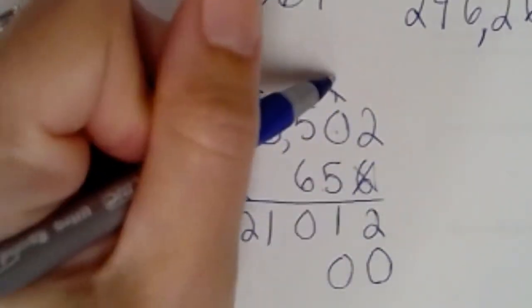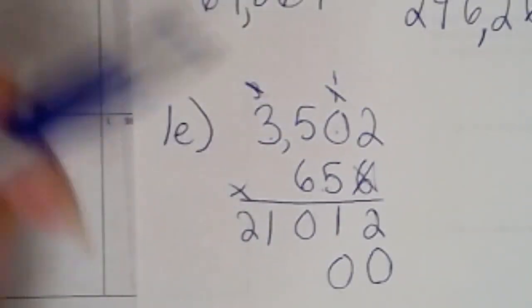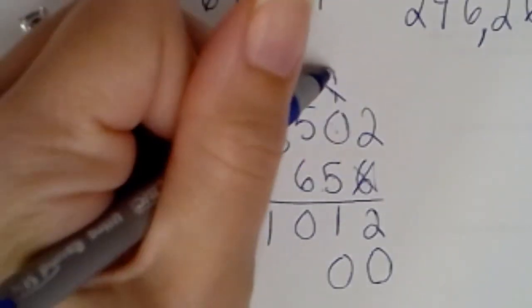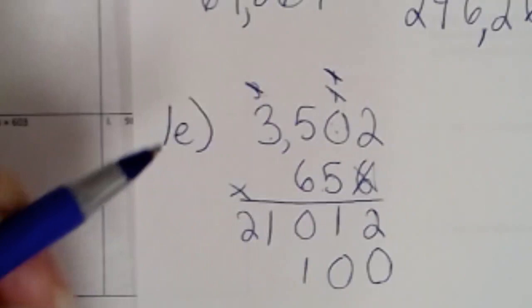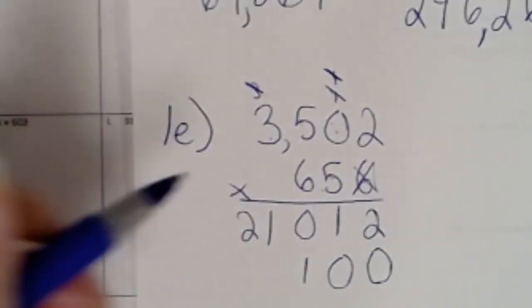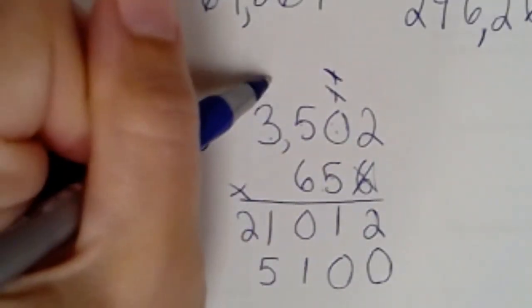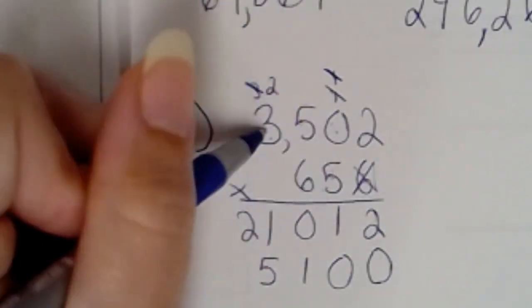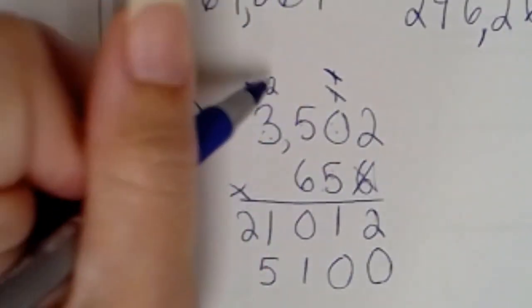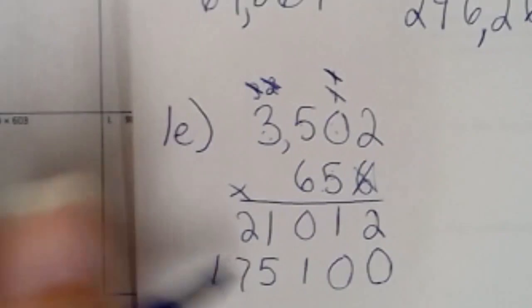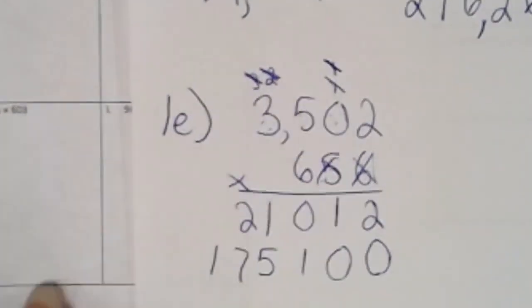5 times 2 is 10. We put a 0 and carry our 1. 5 times 0 is 0, plus 1 more is 1. 5 times 5 is 25. Put down a 5, carry a 2. 5 times 3 is 15, 16, 17. 17. We're done with our tens place, so we're going to go on to our hundreds place.